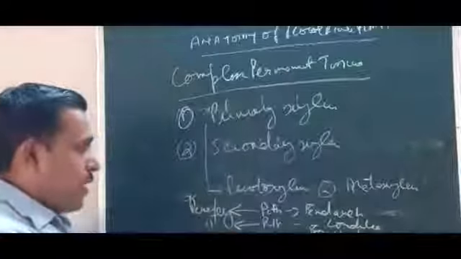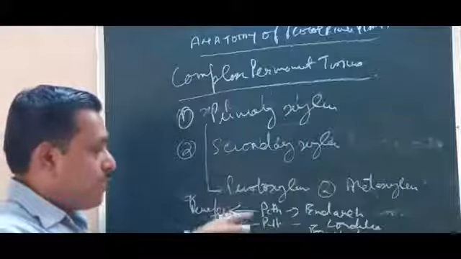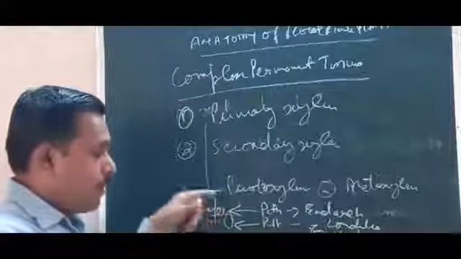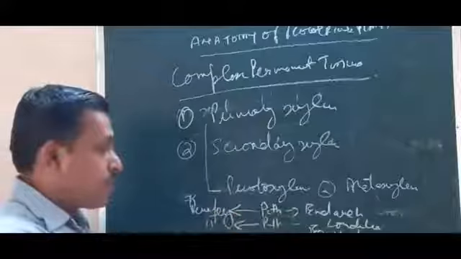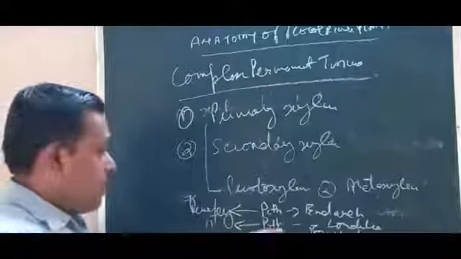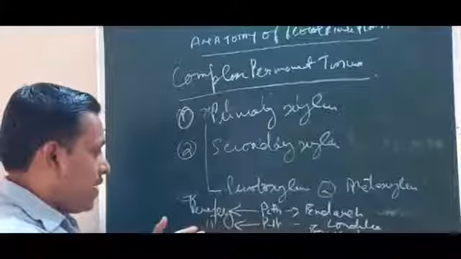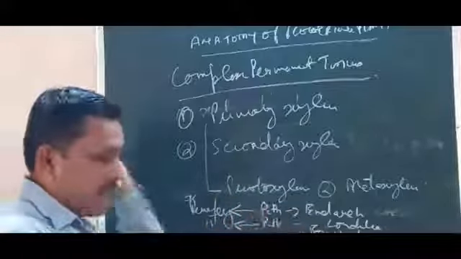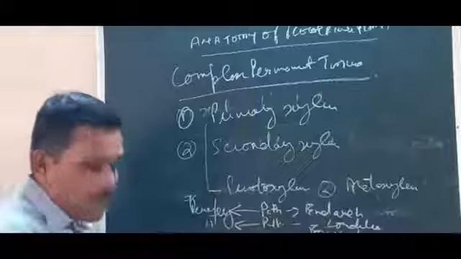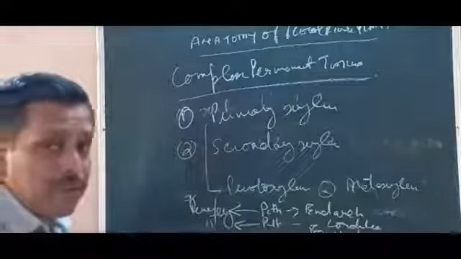So when the formation of the primary xylem starts towards the central pith, this is called the endarch condition. When the formation of the primary xylem starts towards the periphery, this is called the exarch condition. So this is the brief description of the xylem elements.